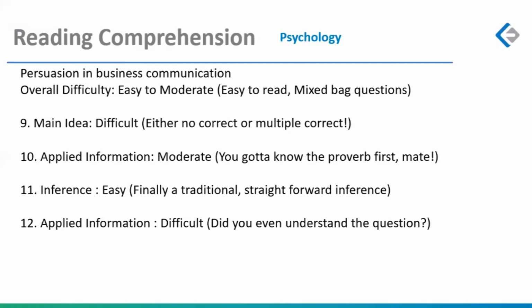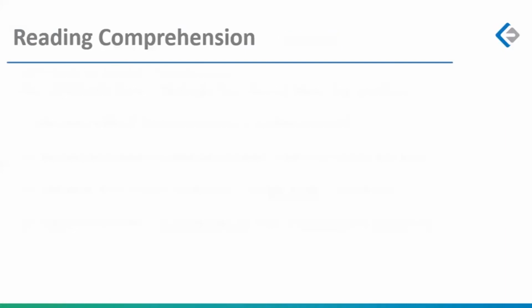So 4 questions, 2 applied information questions, a level 3, a level 2, a level 1, and then a level 3 again. And yes, the proverb questions, if you don't know the proverbs, you would better just leave out that question.